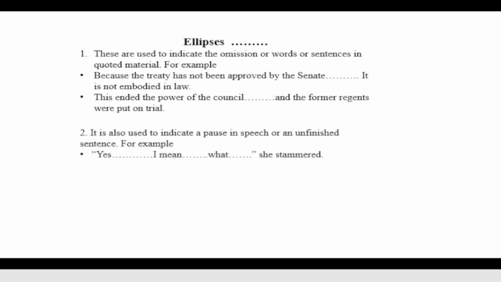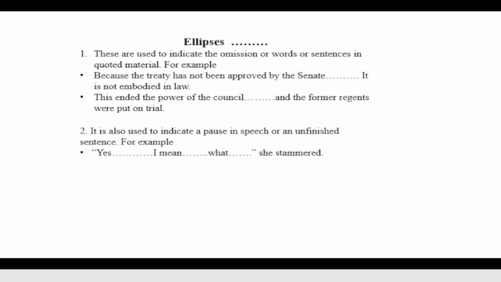Ellipses. 1. These are used to indicate the omission of words or sentences in quoted material. For example, "Because the treaty has not been approved by the Senate, it is not embodied in law... This ended the power of the council and the former regents were put on trial."